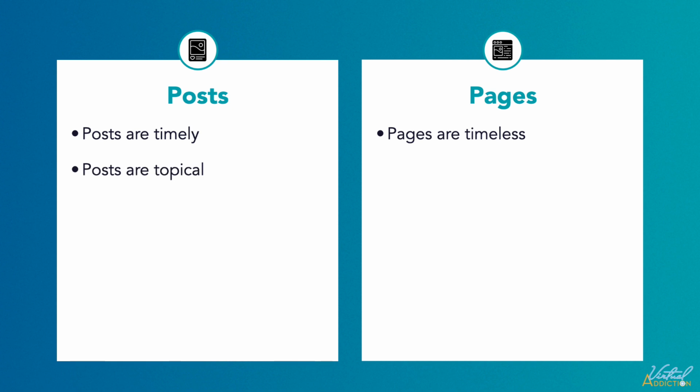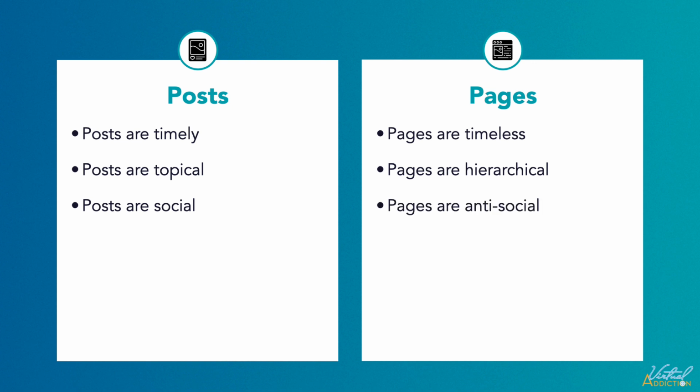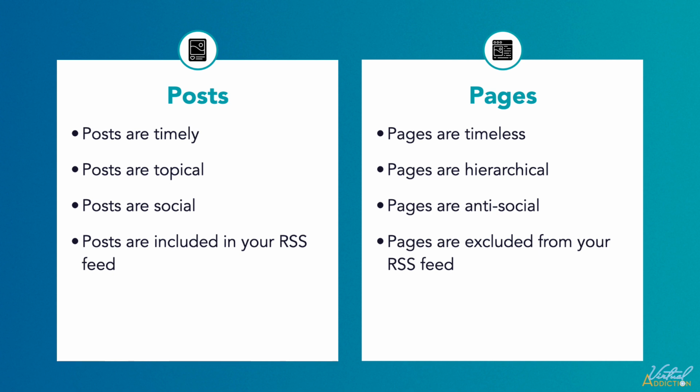Posts are topical. They can be organized by topic using categories and tags. Pages, on the other hand, are hierarchical. They can be nested by defining parent and child pages. Posts are ideal for sharing on social networks. They also have built-in commenting for reader discussion. Pages are less appropriate for sharing and discussions. Posts are included in RSS feeds. Subscribers will automatically be notified when posts are published. Subscribers are not notified, on the other hand, when new pages are created.